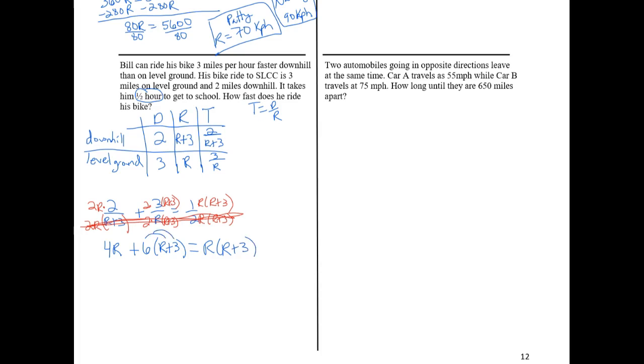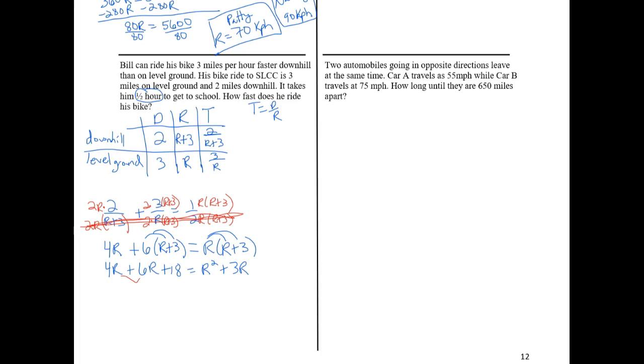So now once I have my equation, I distribute to get rid of all those parentheses. 6 times r is 6r, 6 times 3 is 18, r times r is r squared, and r times 3 is 3r. I notice that this is not a linear equation. I have an r squared, not linear. So that means I need to get everything on one side and have it set equal to 0 on the other. So I need to move everything to the right to keep this r squared positive.